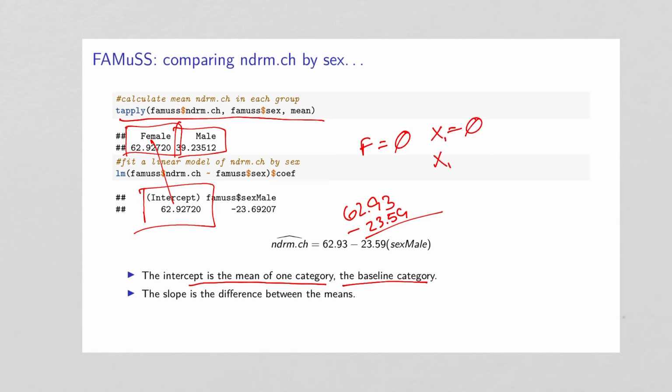And then x1 is equal to 1 if it's males. Right, and that's why you put a 1 there, and it's 23.59. This is 39.34, by the way. Not quite 39.23, but pretty close.